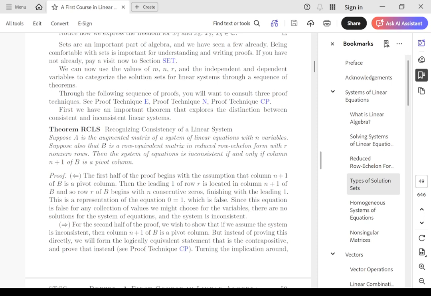It says, suppose that A is the augmented matrix of a system of linear equations with n variables. And suppose also that B is a row equivalent matrix in reduced row echelon form with R non-zero rows. Then the system of equations is inconsistent if and only if column n plus 1 of B is a pivot column. Okay, so let's take a look at an example to see what this is telling us.